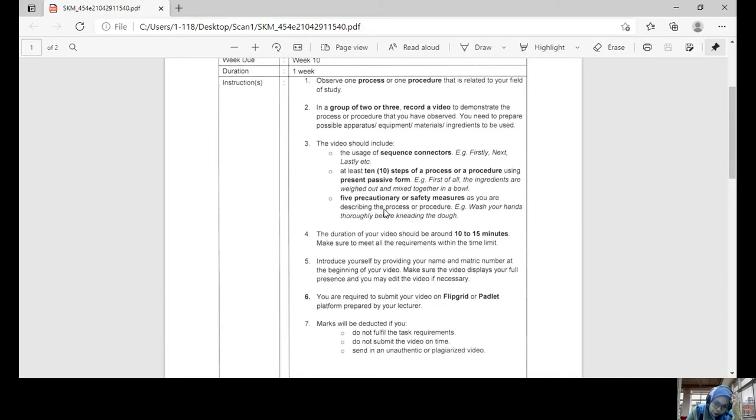Okay, actually, when we look at steps, they have the precautionary or safety measures such as remember to wash your hands before you start kneading the dough. Okay, itu instruction lah. Tapi dia bukan step tau. Itu just warning. Okay, precaution. So, you boleh masukkan sekali. The duration of your video should be around 10 to 15 minutes. Make sure to meet all the requirements within the time limit.